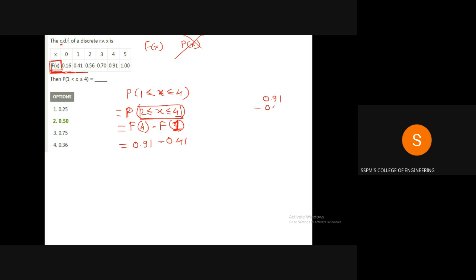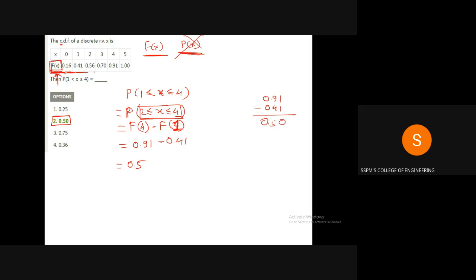0.91 minus 0.41 is 0.50, that is equal to 0.5. So this will be the correct option. Okay, you just have to remember that f of x was given, not p of x.